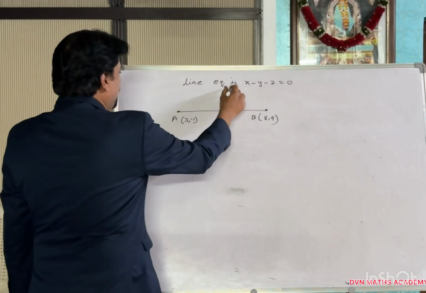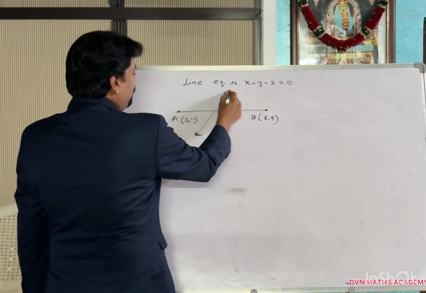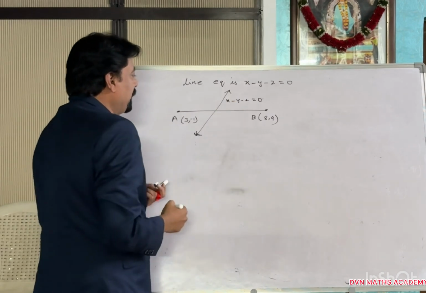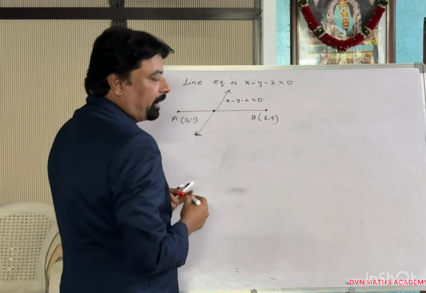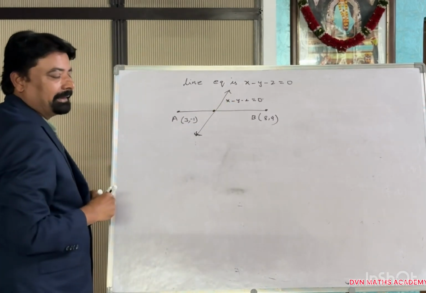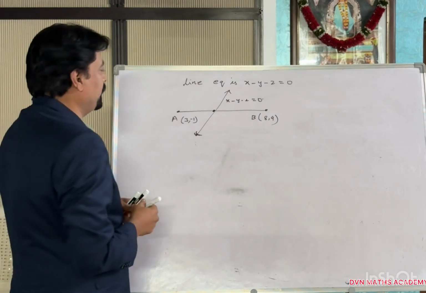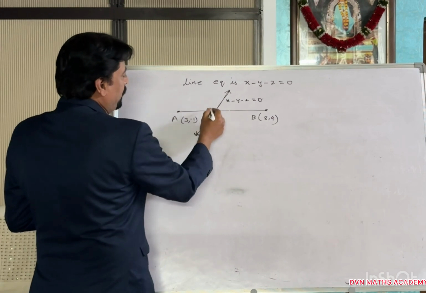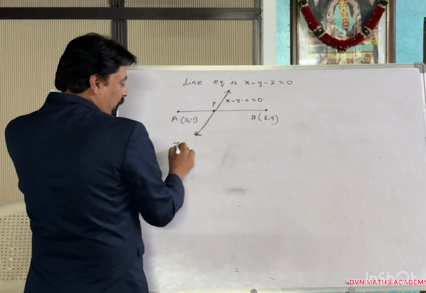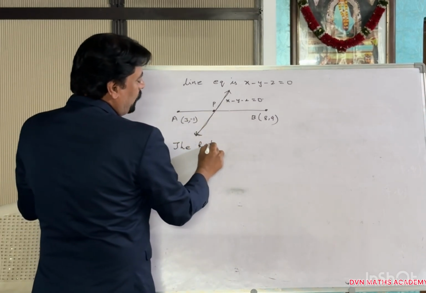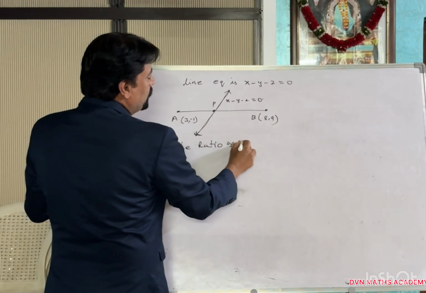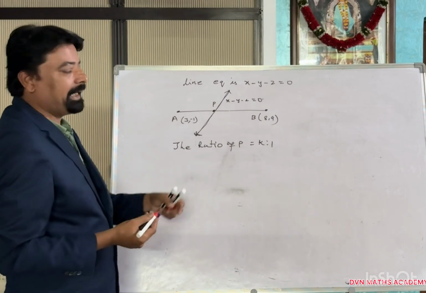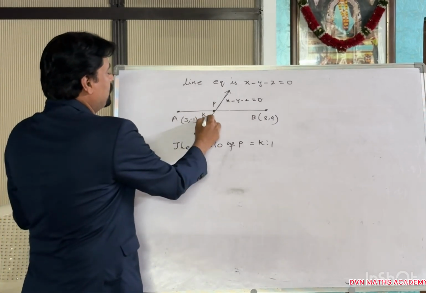Just draw one line like this. The line equation is x minus y minus 2 is equal to 0. Then in what ratio is it dividing, it is asking. This is a very, very important pattern question. Whatever it may be that is asked, for example, this line is intersecting AB at point P. So the ratio of P you say as k:1. Already I told you, if you don't know the ratio, you take it as k:1. So this ratio is k:1.